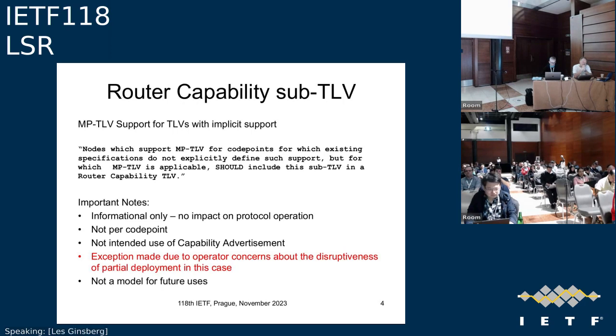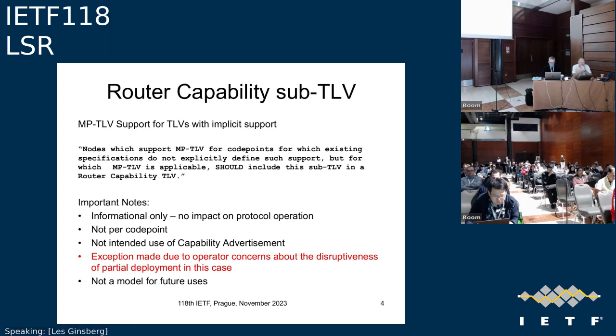So the router capability sub-TLV, there's the text that we put into the document. There are some important caveats about this. This is informational only. It does not have any impact on the operation of the protocol. It's not used to determine what is advertised or what is processed. The granularity of the advertisement is not per code point. It's just saying, hey, I support multi-part TLVs, where the support is needed, but it wasn't explicitly indicated by the original RFC.